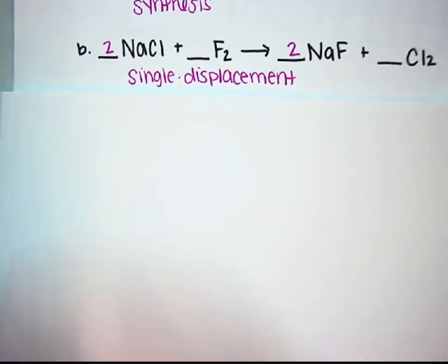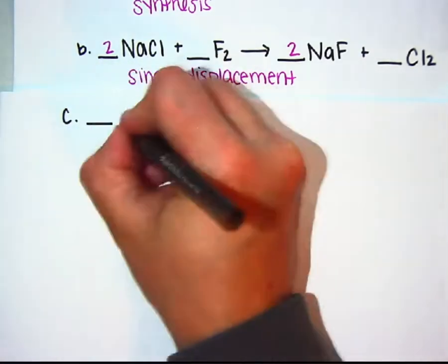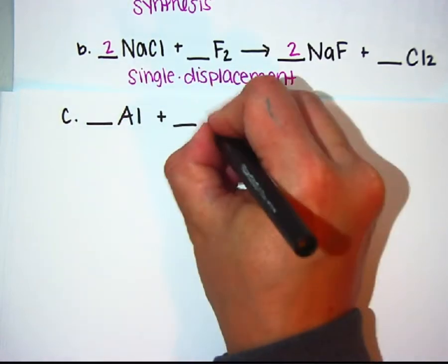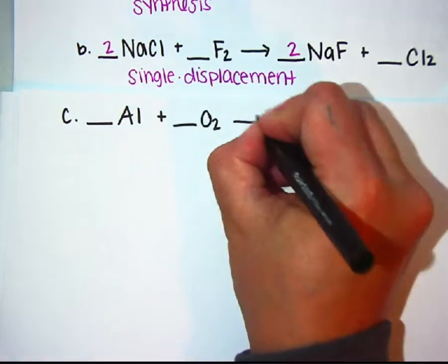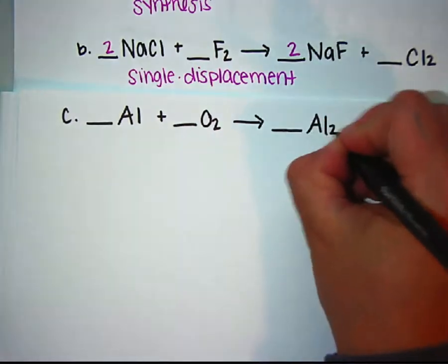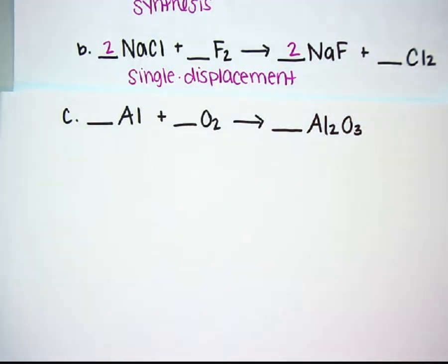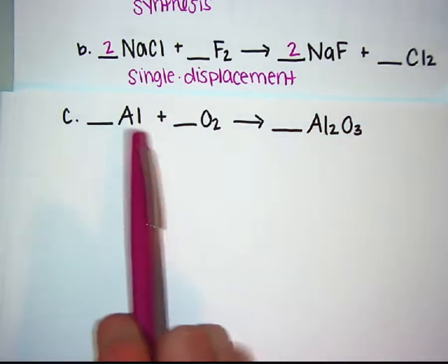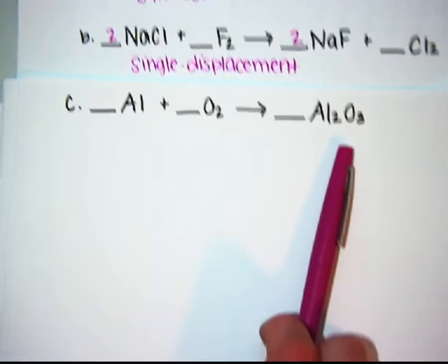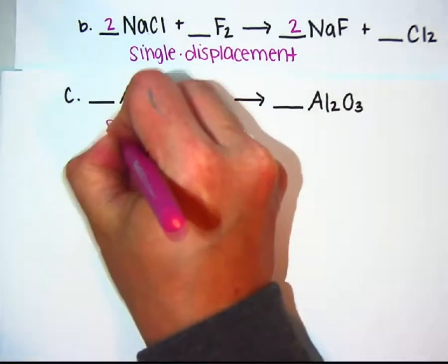Next one. Let's do aluminum plus oxygen produces aluminum oxide. Two reactants joining together to make one product. This is another example of synthesis.